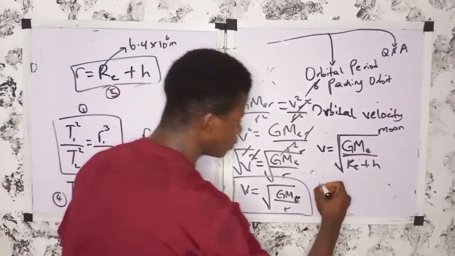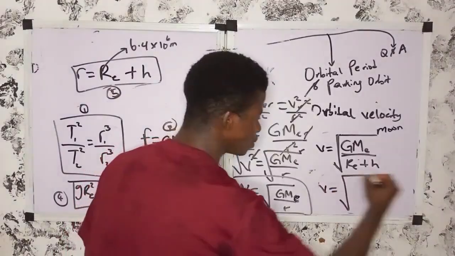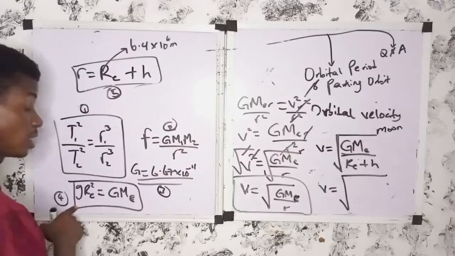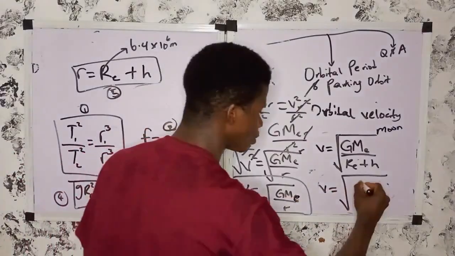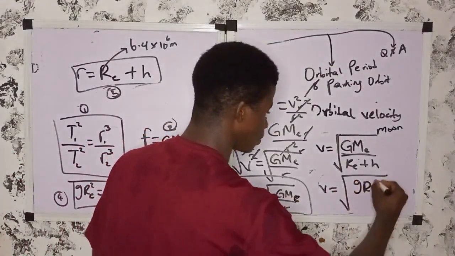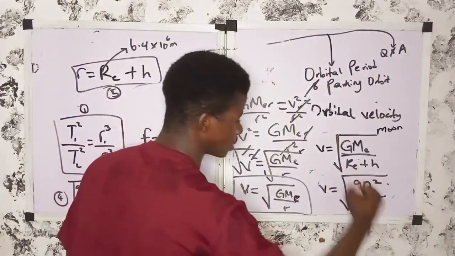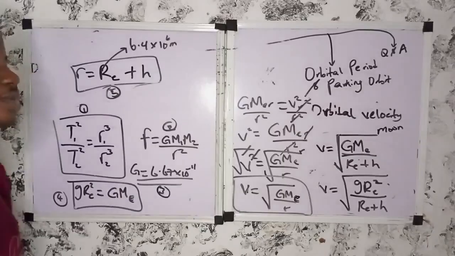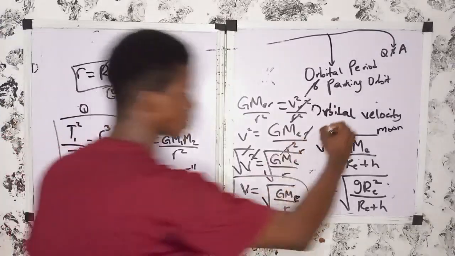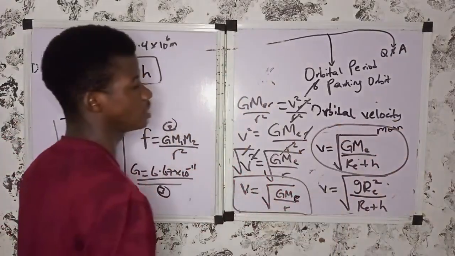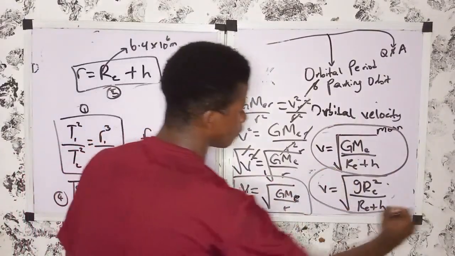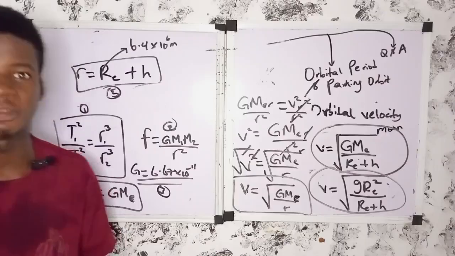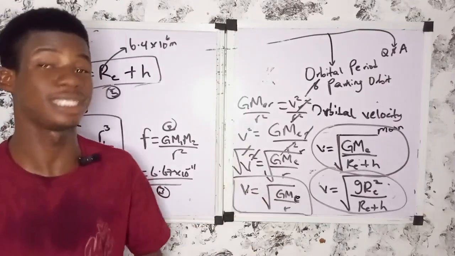So v will now equal the square root of, in place of GM_E, I'll put g R_E squared, then divided by R_E plus the altitude. So this can either be the formula for orbital velocity, or this one. You can use any of them; you still arrive at the same answer.